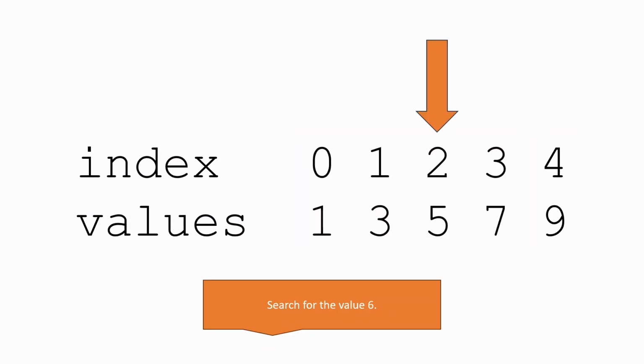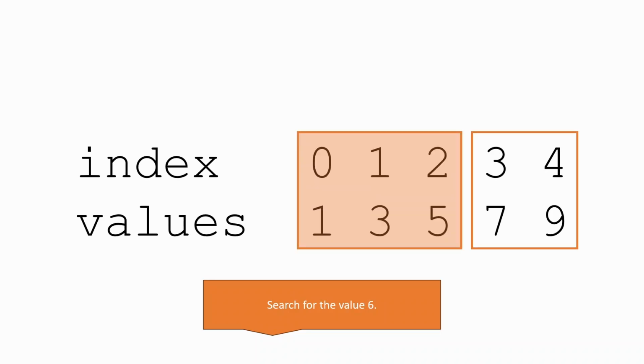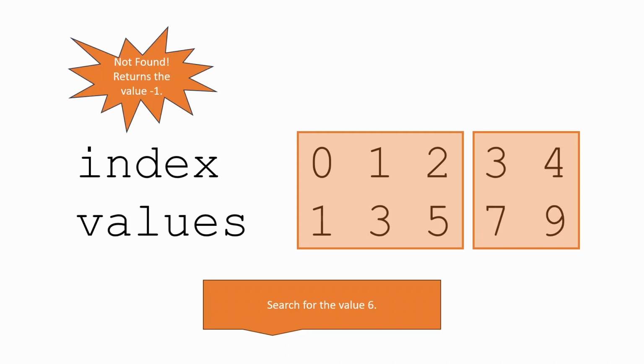Let's say we're looking for the value 6. Well, again, we're going to start in the middle, and since 5 is less than 6, we'll ignore the left half. Now we check the middle of this remaining list, and we're going to check the value at index 7. Well, 6 is less than 7, and so now we ignore the right half of the list. And therefore the value is not found and -1 is returned.